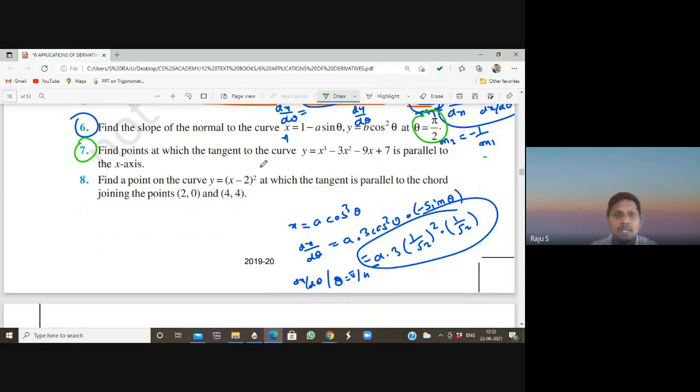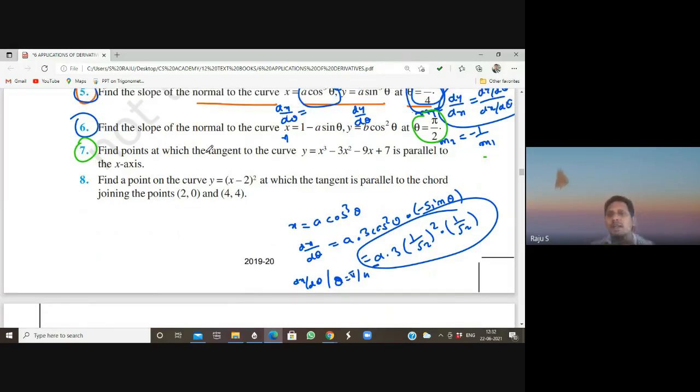See how logical the questions they'll give. Very logical applications. It's not like general practice, okay, differentiate, apply some formulas, not like that. We have to think, we have to analyze what the question is that they have given, then what to do. See here, it is a simple question. What they have given here: find the points. Find the points means we'll find the points. For that, what is the condition they have given?